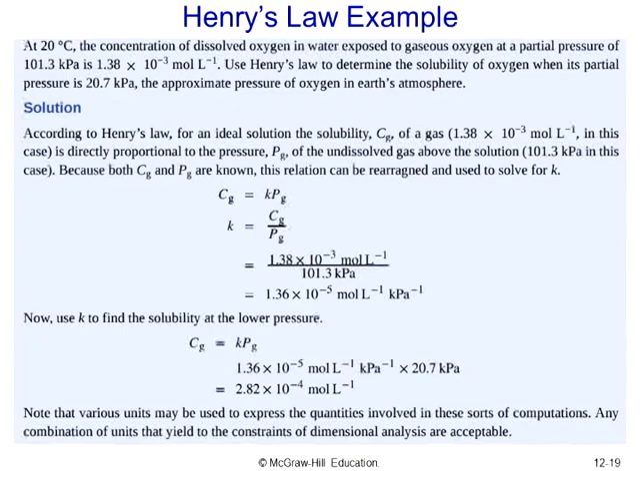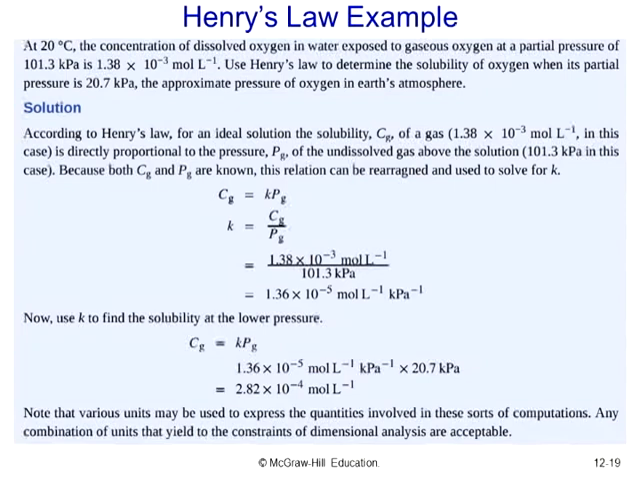At 20 degrees C, the concentration of dissolved oxygen in water exposed to gaseous oxygen at a partial pressure of 101.3 kilopascals is 1.3 times 10 to the minus 3 moles per liter. Use Henry's law to determine the solubility of oxygen when its partial pressure is 20.7 kilopascals, the approximate pressure of oxygen in the Earth's atmosphere. So, all right, this is a straightforward use of Henry's law equation to put in the values.